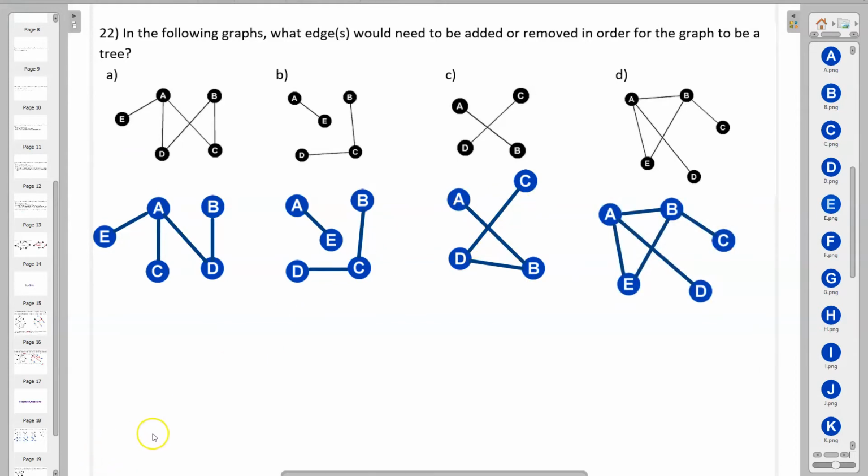Finally, in question D, we've got a connected graph, but we can see that we've got a circuit going on here between A, B, and E. We need to get rid of one of those edges to break the circuit. Now, there's no longer a circuit going on, so we have a tree.